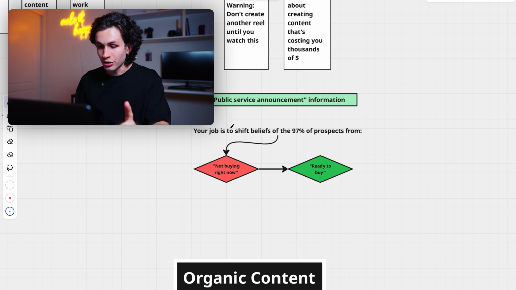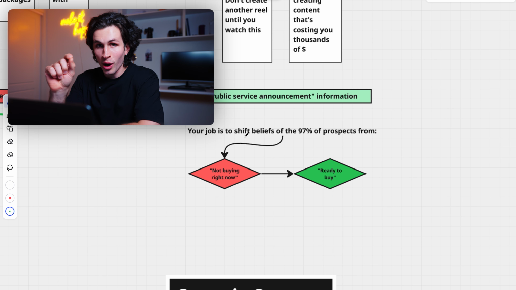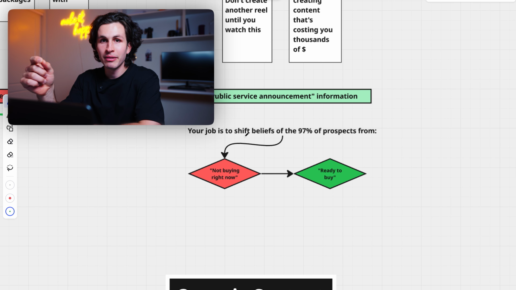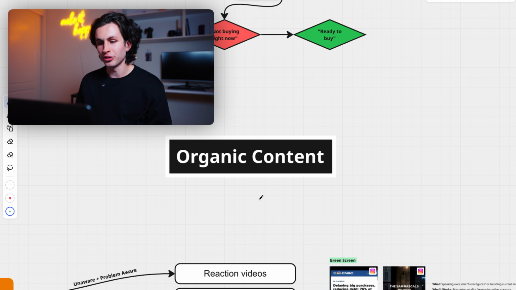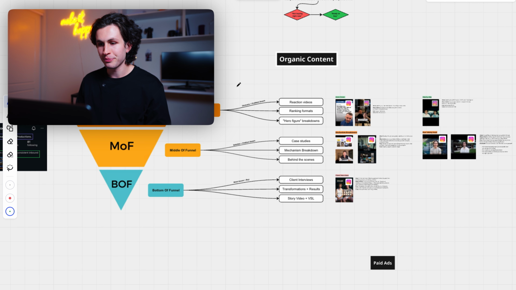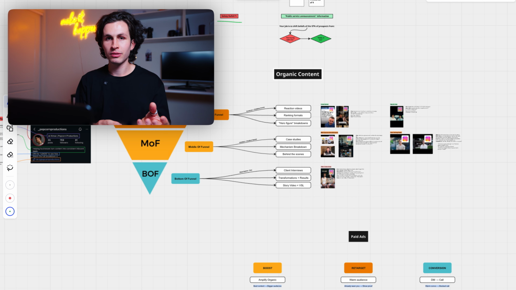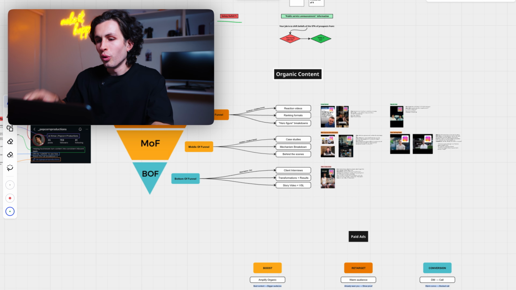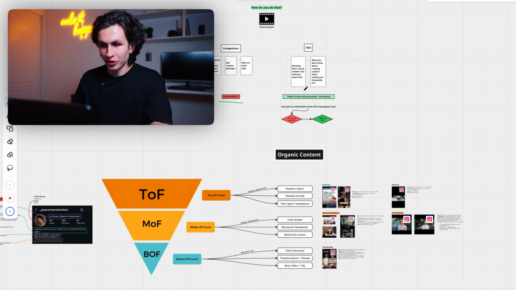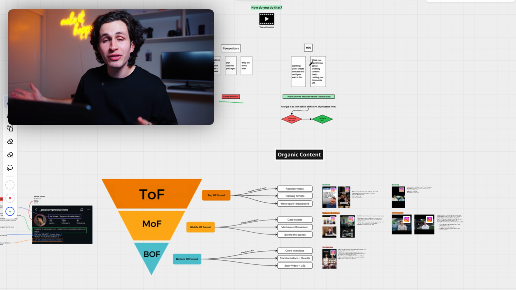Your job in your content is to shift beliefs of the 97% of prospects from not buying right now to ready to buy. Those are the shifts we need to make. And so I'm going to show you exactly how to do this. We're going to do this through organic content, but what are we going to post? Okay, let's first understand how we need to optimize your profile to grab attention and speak directly to your ICP, because we want to bring people in with this sort of content, but then from there, we need to get them to understand exactly who you're speaking to, because they may not even be your ideal clients.